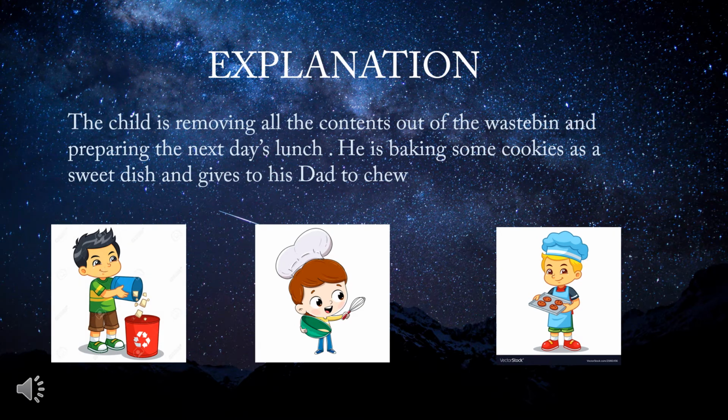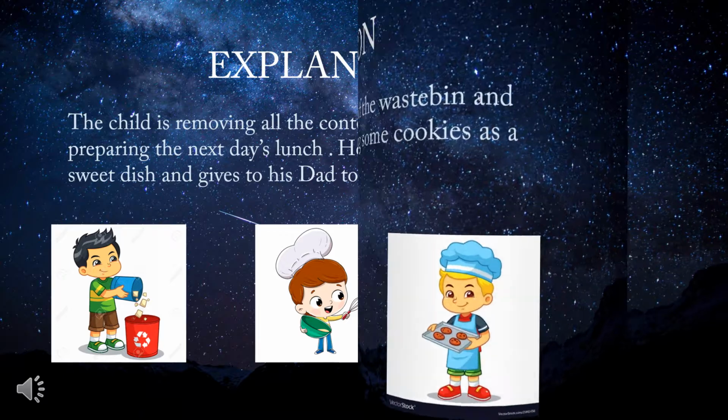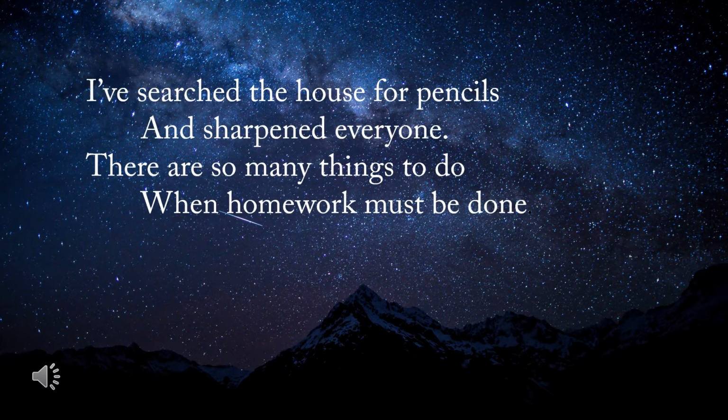This is the second stanza. The second stanza's explanation: as you can see in the first picture, the child is removing all the contents out of the waste bin. And in the second picture, we can see him preparing the next day's lunch. You can see in the third picture, he is baking some cookies as a sweet dish and gives it to his dad to chew. This is the last stanza.